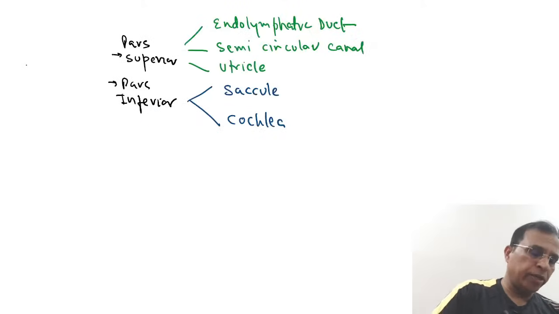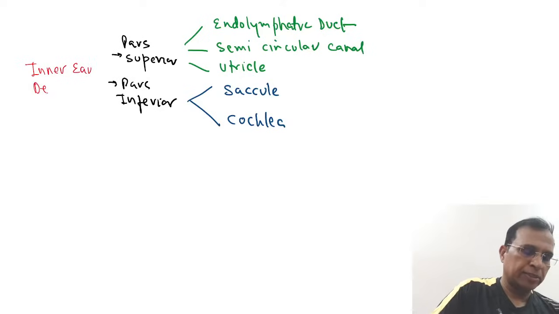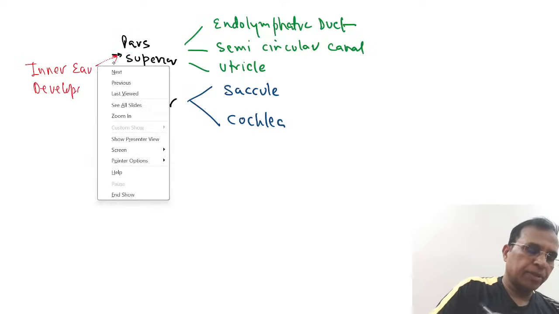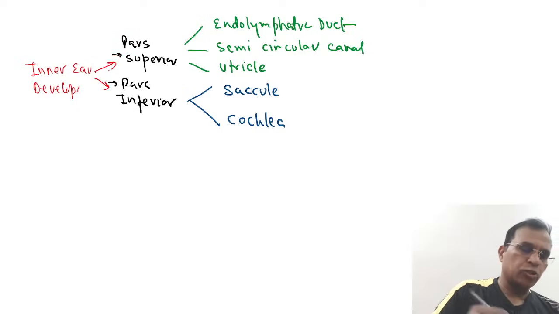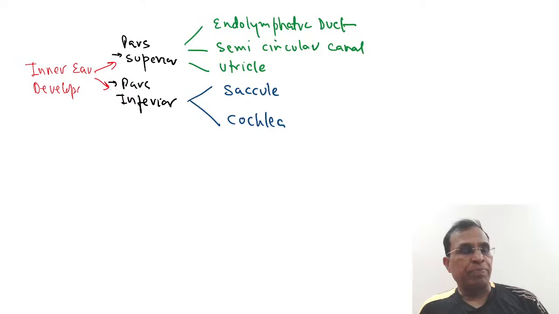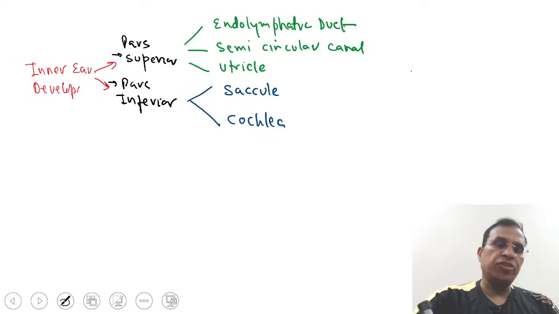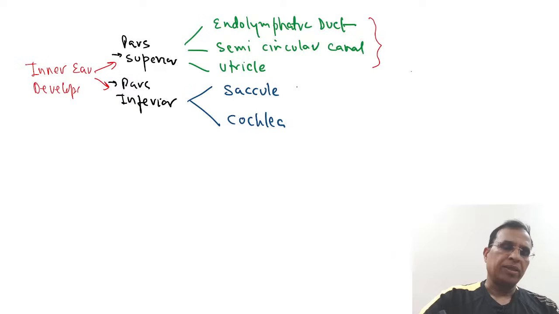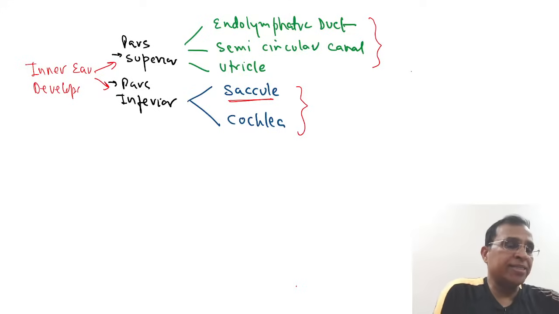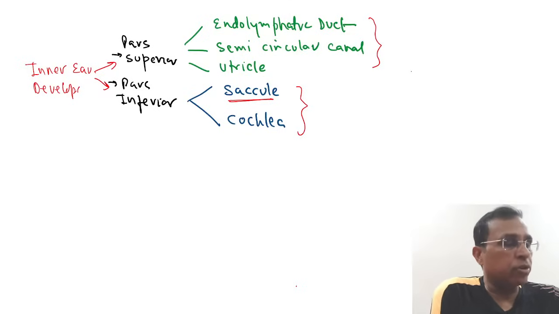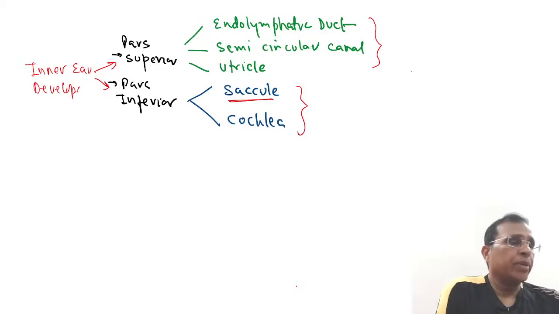So when I ask you about inner ear development, the inner ear has two parts. They develop from two parts: pars superior, pars inferior. These are the three things that come from pars superior. These are the two things that come from pars inferior. Saccule was the question, and saccule comes from pars inferior. So Khan Bhai says saccule and the cochlea both come from pars inferior. You know the answer correctly. Absolutely. So simple question.